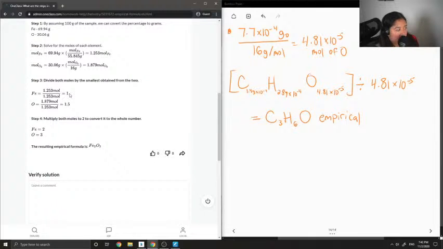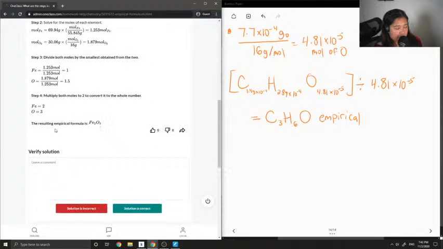So for iron, that was the smallest amount of moles, so you get 1. For oxygen, when you divide 1.87 by 1.25, you get 1.5. So you can see that there's a decimal involved. So that's why we need to multiply both by 2 to convert it to a whole number. So they get an empirical formula of Fe2O3. So this solution is correct.